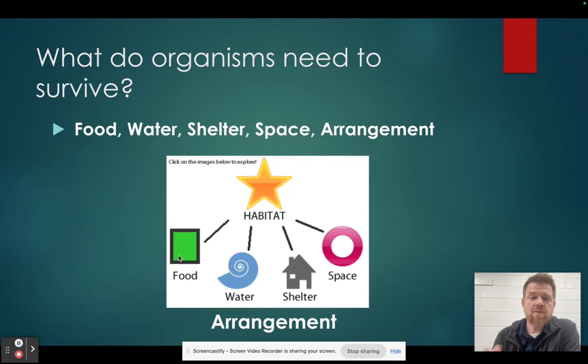All organisms need food, they need water, they need shelter, they need some space, and that could vary depending on what species they are. And we can consider arrangement. So within the space, how is the food, water, and shelter arranged in there? And that all plays a factor into the success of a species.